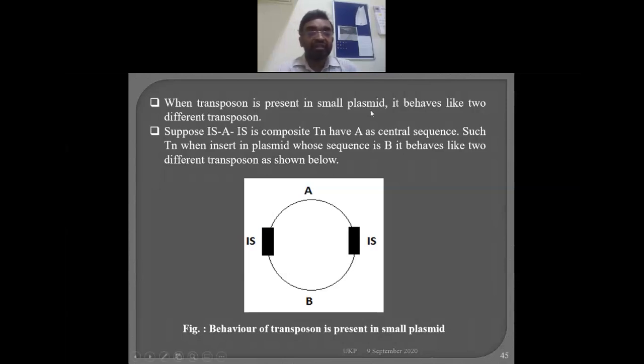Then another feature is that when the transposon is present in a small plasmid, you know that plasmids can be very small. Even 2 gene, 3 gene plasmids are also there. In the very smallest plasmid in which 2 genes are there, it is difficult to say.